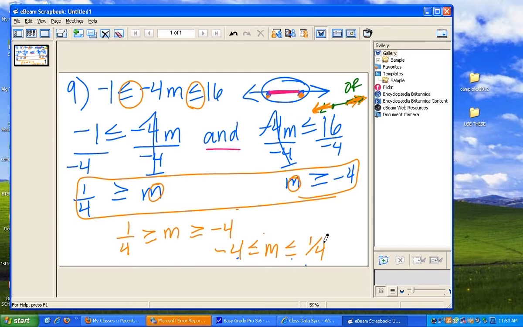And all I'm doing is reading it from right to left now. It's the same thing, but this one is written in correct format because it goes from low to high. Does that make sense? Okay, let's do another one.